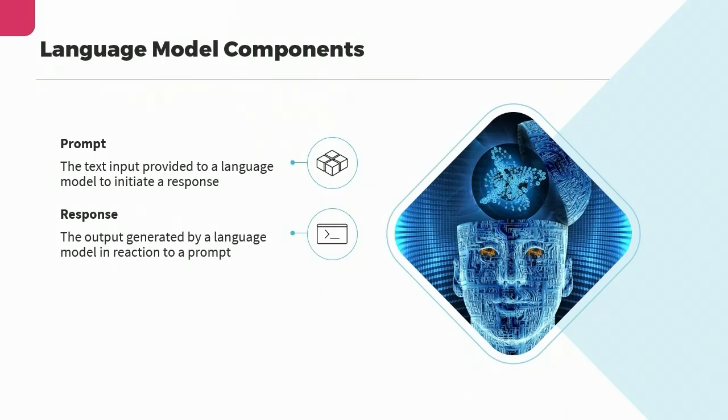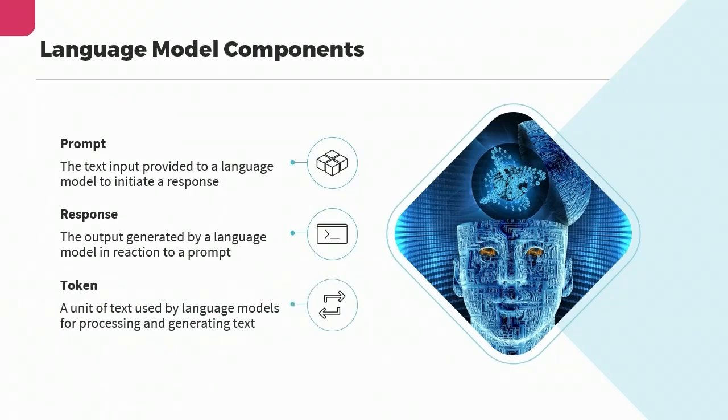One more term that you'll maybe encounter as you learn more about ChatGPT and start working with it yourself is that of a token. Within the context of AI, a token is a unit of text, such as a word, word fragment, or character, that's used by language models for processing and generating text. Tokens are the building blocks that models like ChatGPT use to understand and create human-readable text based on input prompts.